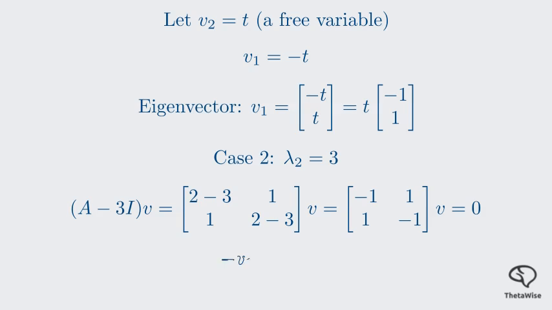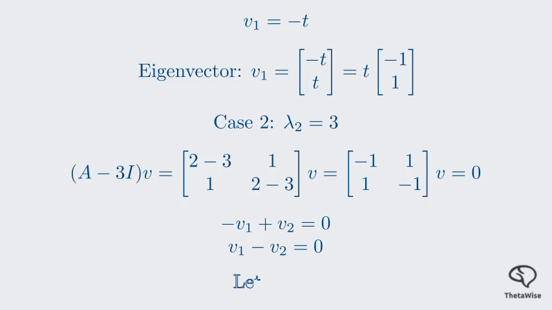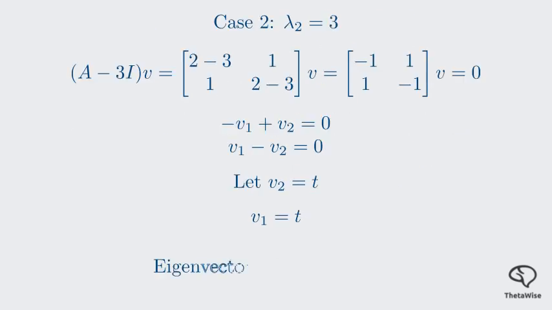This corresponds to the system negative v1 plus v2 equals 0 and v1 minus v2 equals 0. Again, these are equivalent. From this, we see that v1 equals v2. Let's choose v2 equals 1. Then, v1 equals 1. This gives us the eigenvector v2 equals [1, 1]. So for the matrix A, we found two eigenvalues, 1 and 3, with corresponding eigenvectors [-1, 1] and [1, 1].